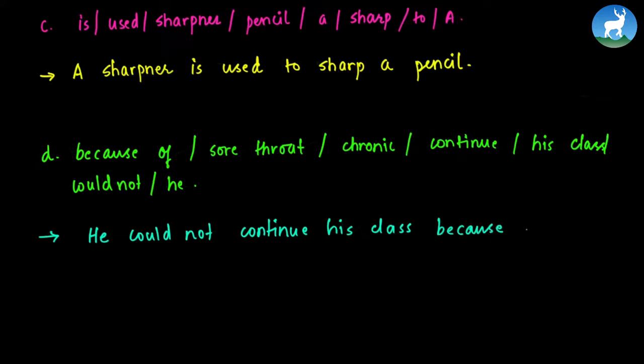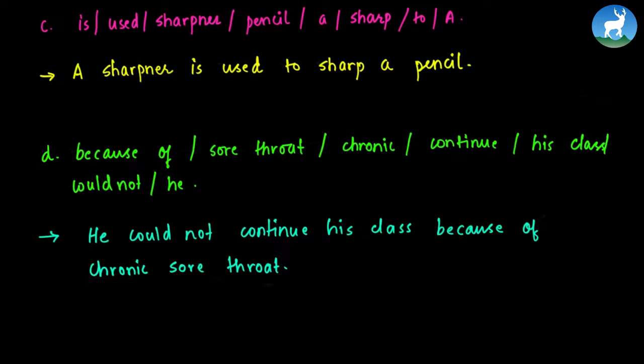Now we are writing the effect, and now we are writing the cause: because of chronic sore throat. So the chronic sore throat is the cause, and the effect is that he could not continue his class. And we're joining these two sentences with a cause and effect connective. So this is all for today's class.